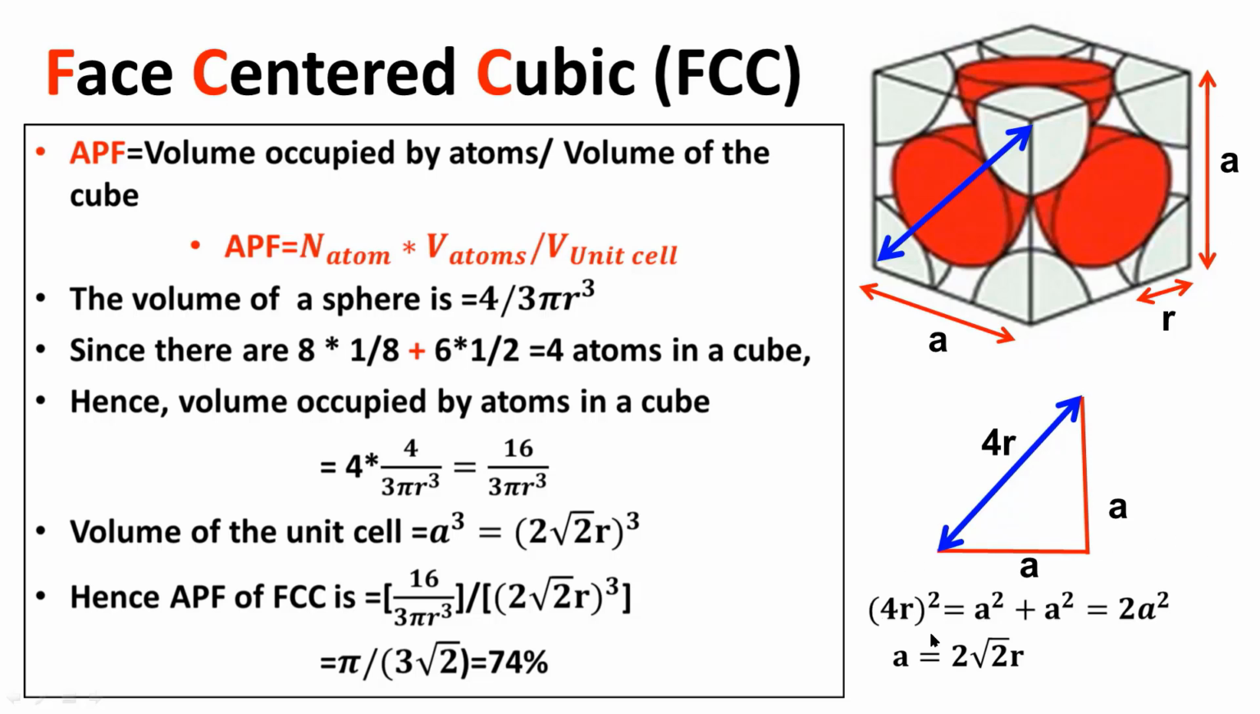Hence using the Pythagoras theorem, (4 R) whole square is equal to A square plus A square, that comes to 2A square. Hence A is equal to 2 root 2 R. This value of A is substituted here to get the volume of unit cell.